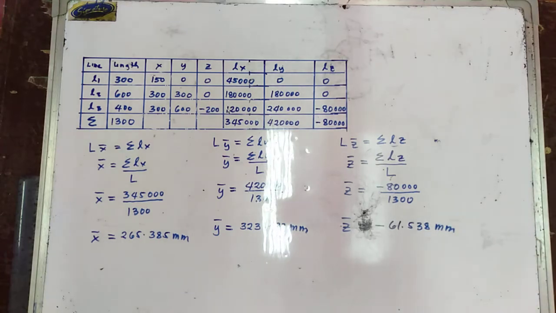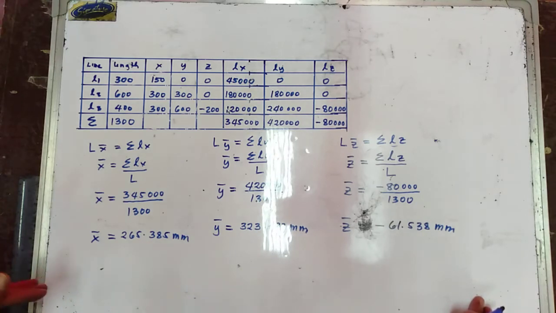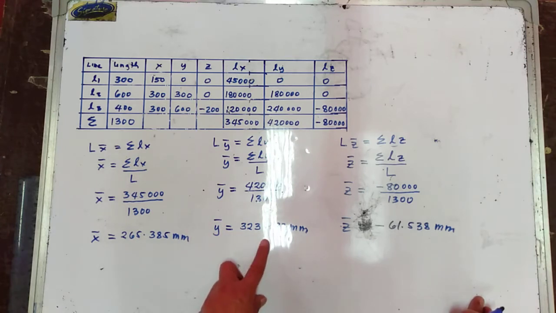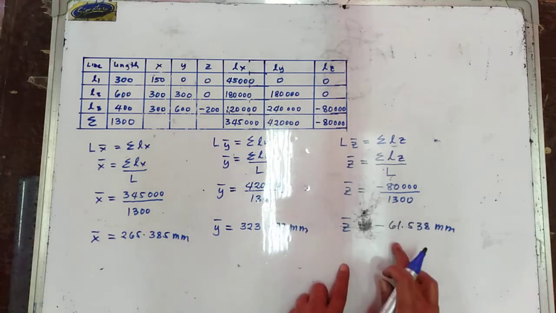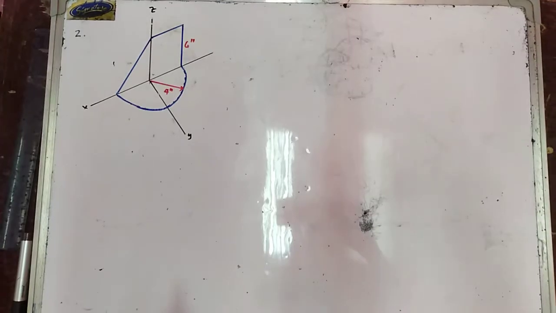So the centroid of the composite line is shown as 265.385 mm in the x-axis, 323.077 in the y-axis, and negative 61.538 millimeter in the z-axis.